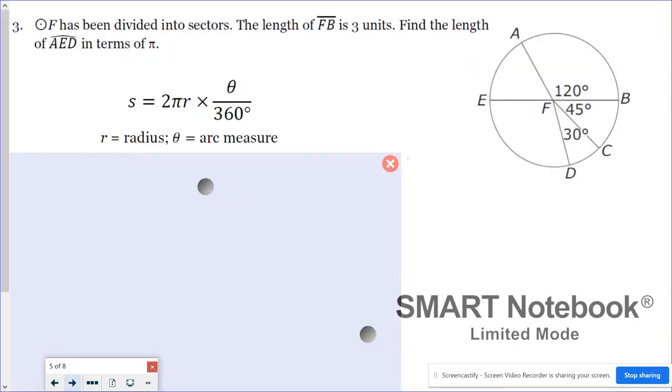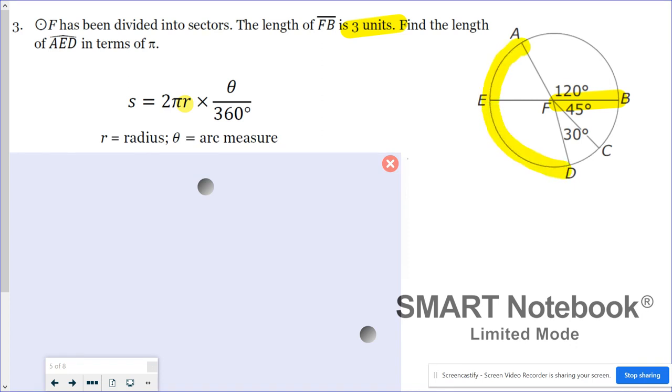And then in the last example, it says circle F has been divided into sectors. The length of FB is 3 units. If you look at the circle, FB is the radius, so we know what R is. Find the length of arc AED in terms of pi. So AED would be this arc right here.